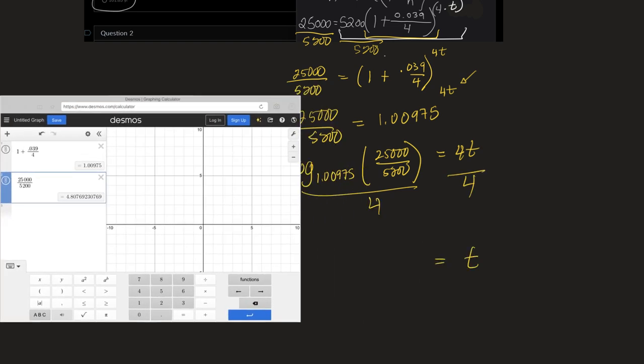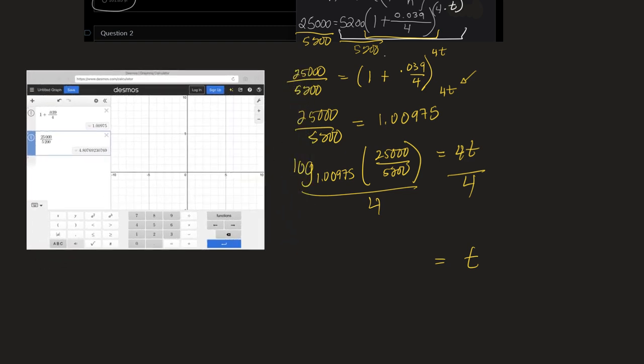Okay, so let's do that on decimals here. Okay, so log, and I want to use the log with the different base. Base 1.00975 of 25,000 divided by 5,200. Whoops, I forgot to divide in there somewhere. There we go, 5,200. Okay, and then take all that and divide it by 4.